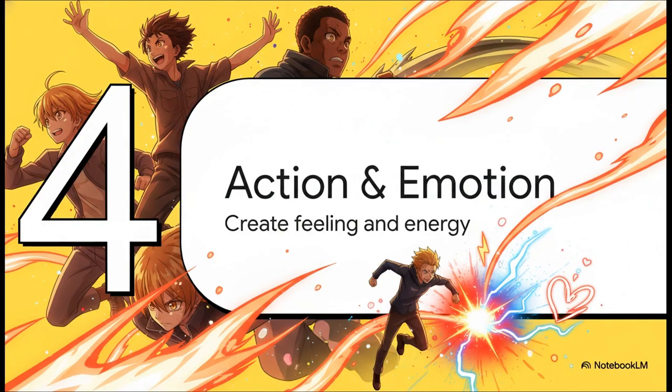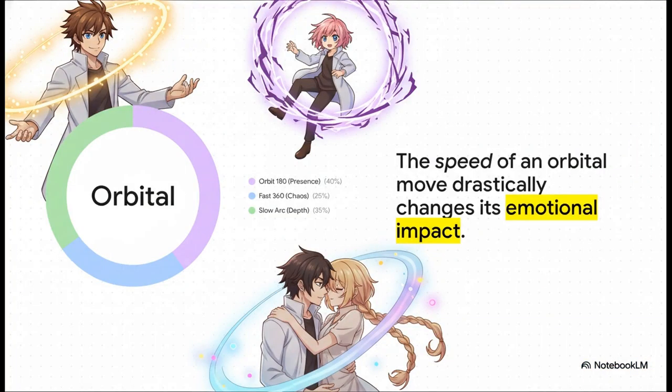Okay, so our shots have scale, they have focus, but what about the feeling? Let's inject some raw emotion and energy. These final moves are all about creating a specific vibe and putting the viewer right in the middle of the action. It's amazing how much the speed of a simple circle can change everything. If you do a medium speed orbit 180 around a character, it really emphasizes their presence. But speed that up to a fast 360 spin, and suddenly everything feels chaotic and intense. Now slow it way down for a slow cinematic arc, and you build this beautiful emotional depth. Same basic move, 3 totally different feelings.